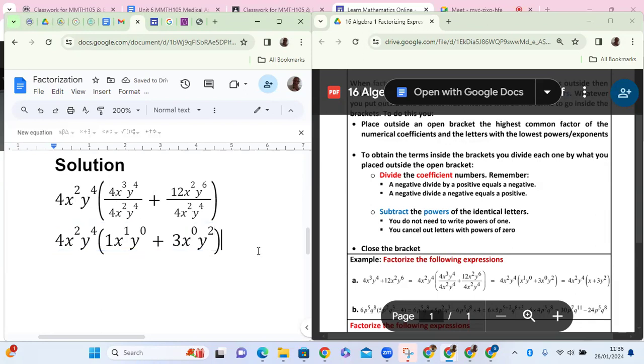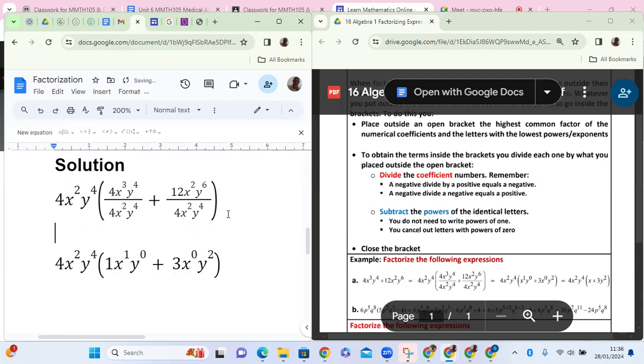Now factorization has taken place. So from here to here, we have factorized. This is the answer, but this answer is not in the simplest form. But we have accomplished the mission of factorization. That can serve as an answer. But we know that most times the question asks us to simplify.